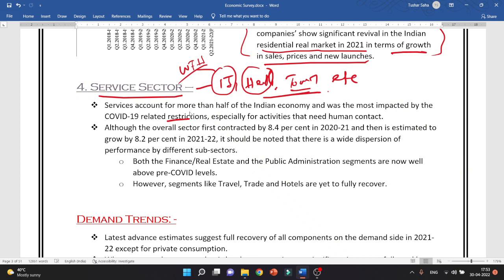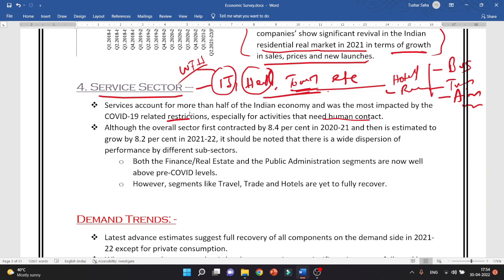Okay, badly hit throughout the world. So tourism was badly hit, especially for activities that need human contact. So again, see, tourism means, don't consider tourism as a small sector. So tourism has multiple subsectors, you can say. Hotel industry, restaurant industry, then you can say bus service, then you can take train service, then you can say airways service, right? So multiple effect of it.